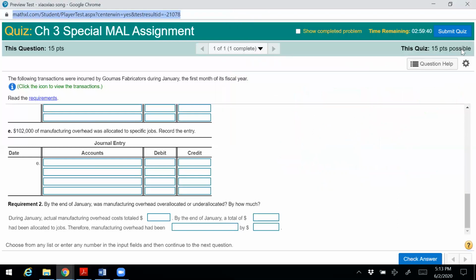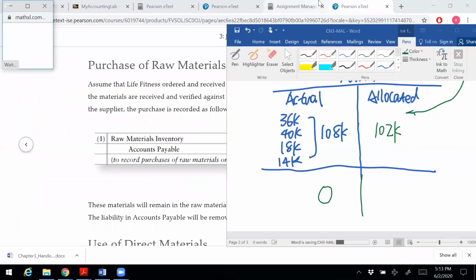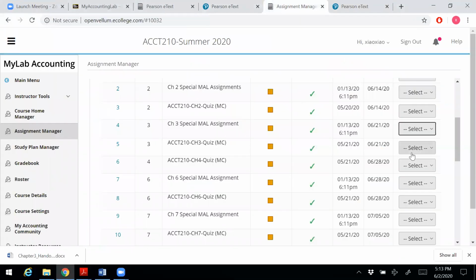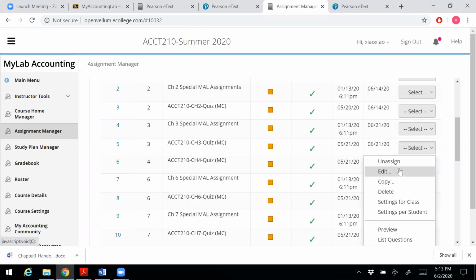Okay, so I think I'll stop here for the assignment for the big problem. Let's look at our multiple choice.